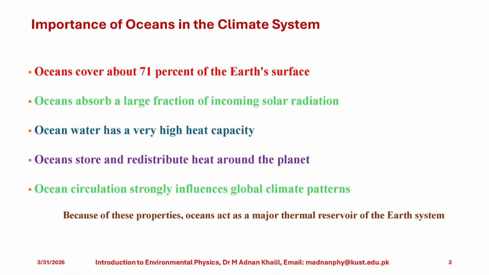They store heat, release heat slowly, and redistribute energy from one region to another. And that is why oceans are essential for climate stability. Without oceans, temperature differences between day and night and between summer and winter would be much more extreme.